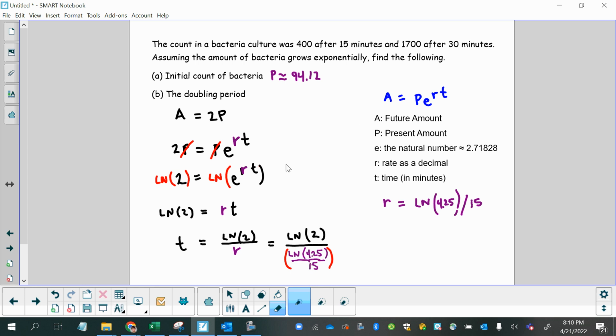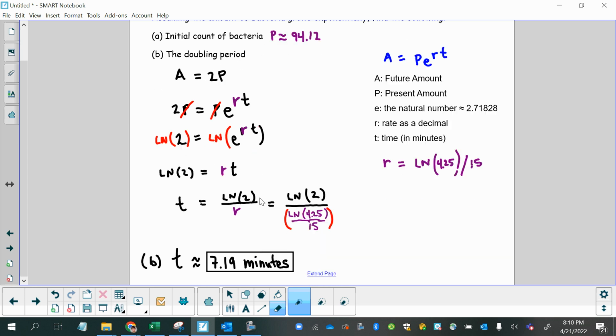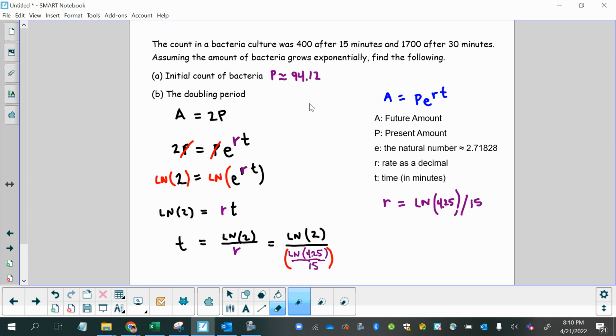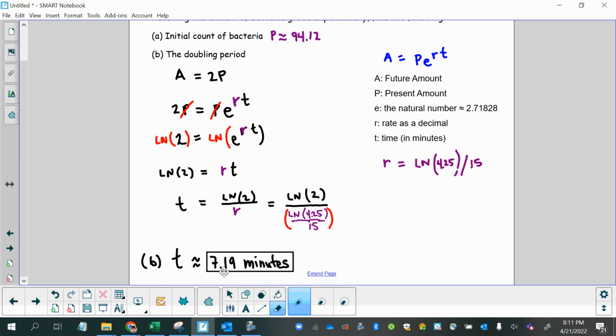So having an answer, oh no, I didn't say that right. Let me say that again. If you double this, it would be, let's see, 188.24. So 188.24 is less than 400, so it should be less than 15 minutes that it takes to double. That's what I meant to say. So 7.19 minutes seems like a reasonable answer.